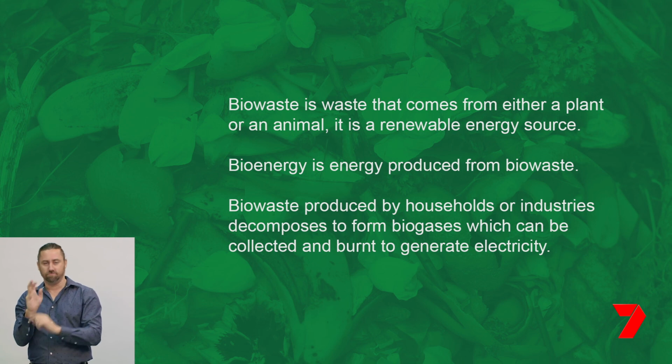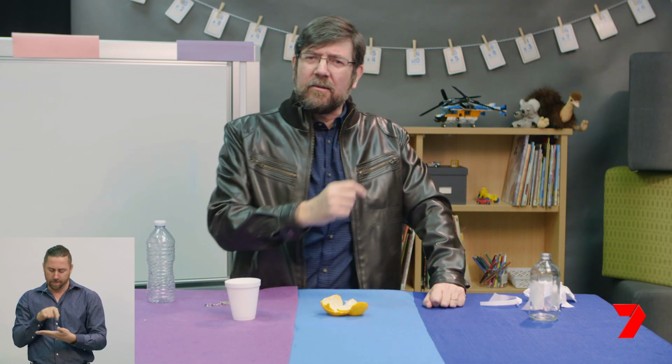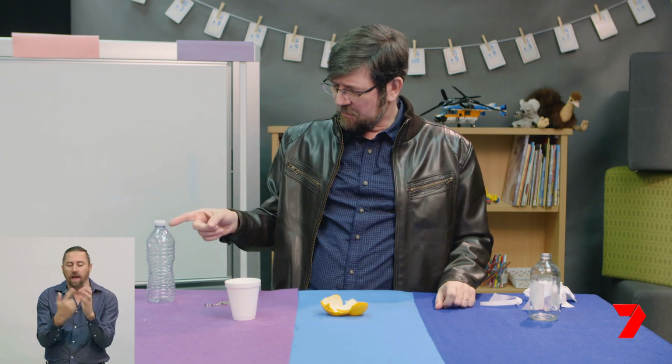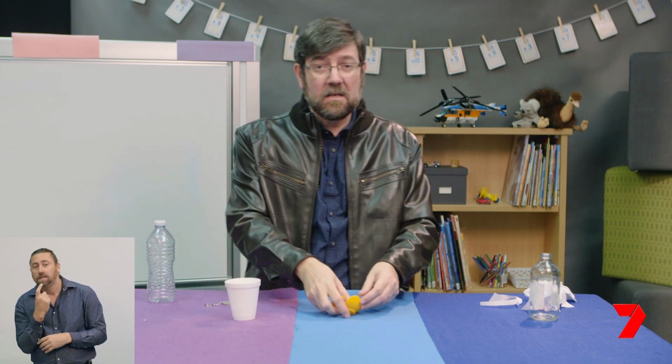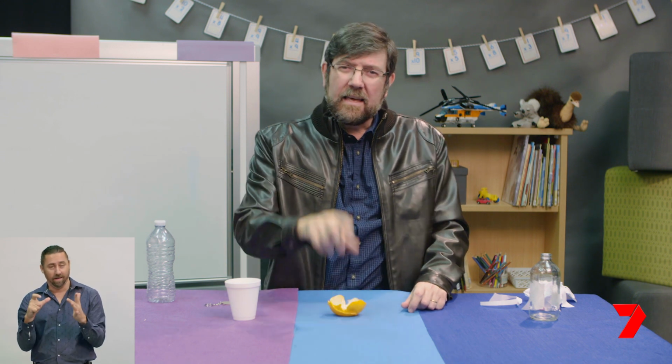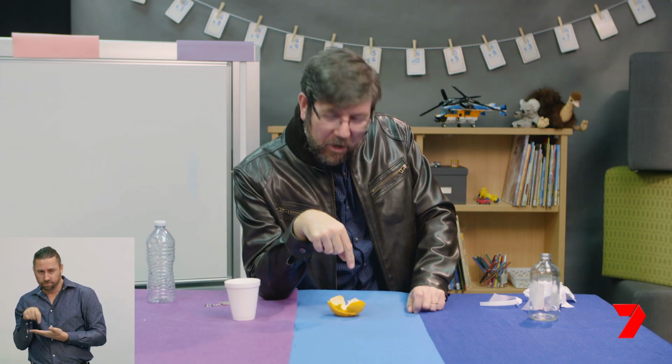And now it's your turn. For 24 hours, pay attention to what goes into your rubbish bin at home. Make a note of the categories of rubbish: paper, glass, plastic, metal, and organic. Think about how much bio-waste your household throws away and how it might contribute to bioenergy for generating electricity.